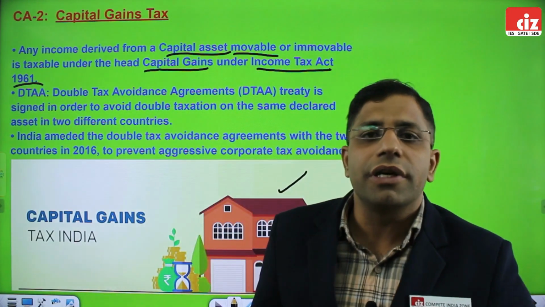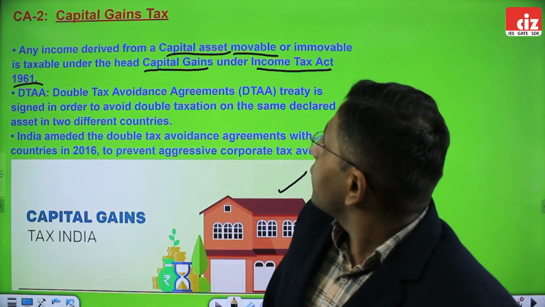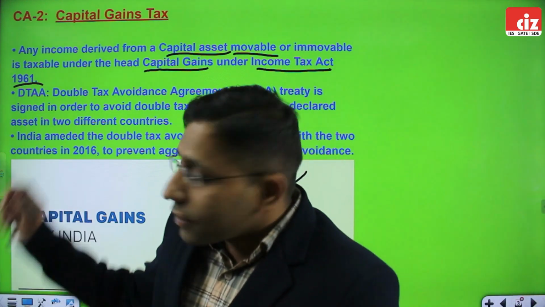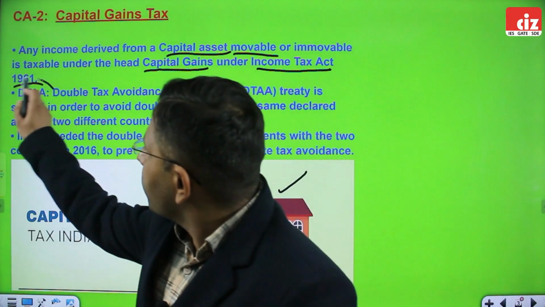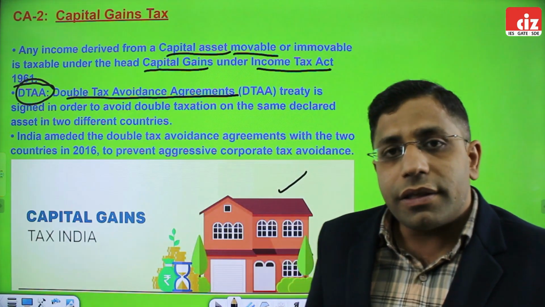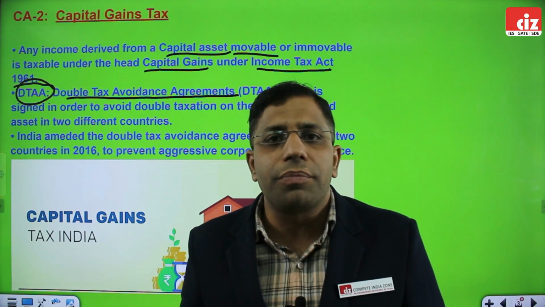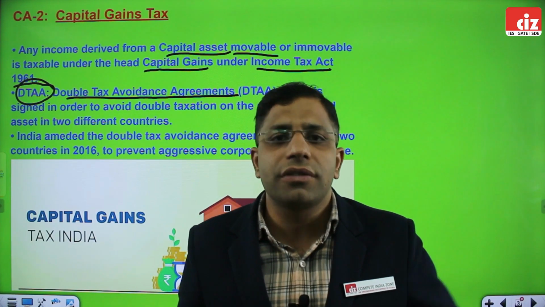Please mind my words, there is importance of this act also. That is the Income Tax Act of 1961. Overall, there is another concept that is important in capital gains taxes, that is DTAA, Double Tax Avoidance Agreement. This agreement comes into action when in a business there is a company that has a unit in one country, and the same company has a branch in the other country.